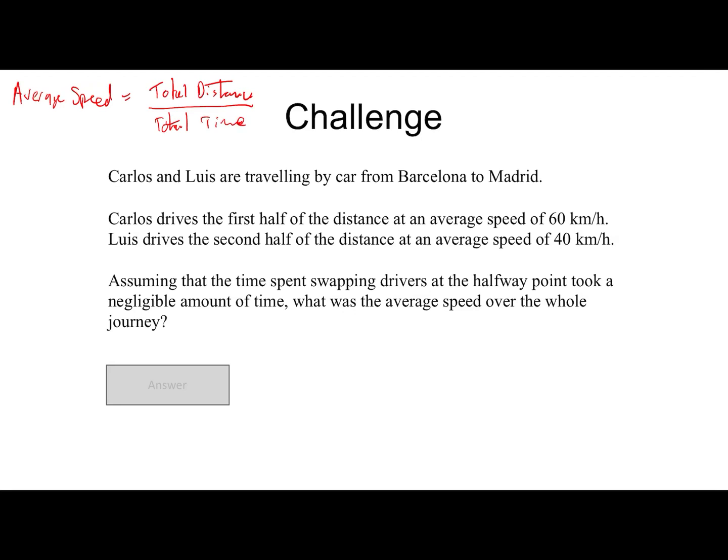We need to use this formula. Average speed equals total distance divided by total time. We've got really limited information here. I'm going to say that the distance Carlos drives is x. So the distance for Carlos is equal to x, and therefore the distance for Lewis is also equal to x, because they both drive the same distance. They're just doing half of the journey each.